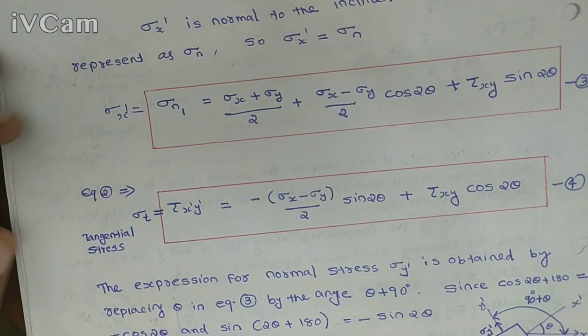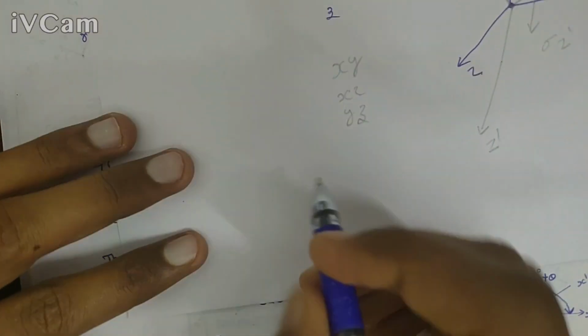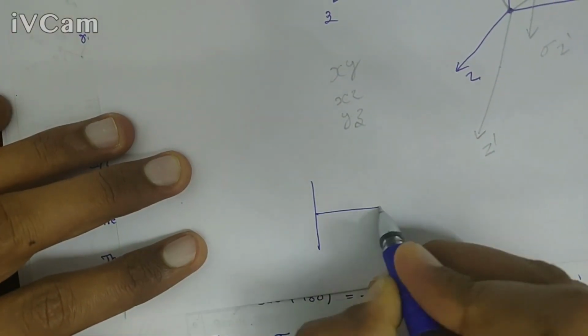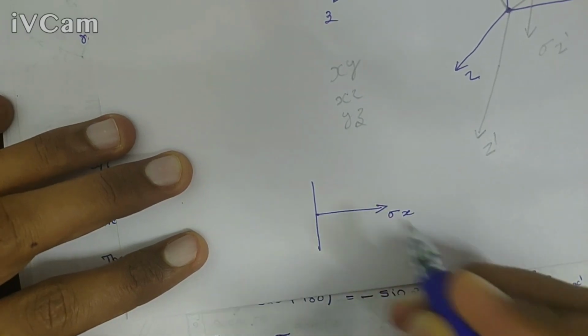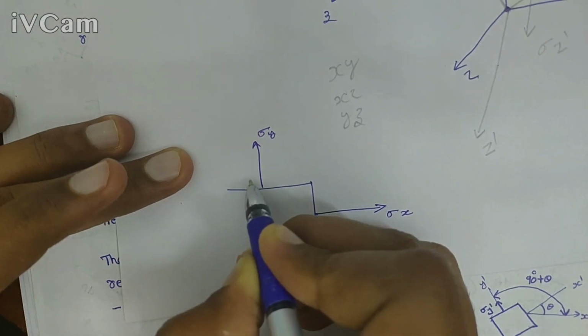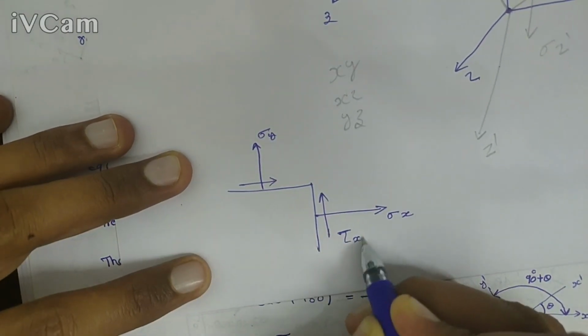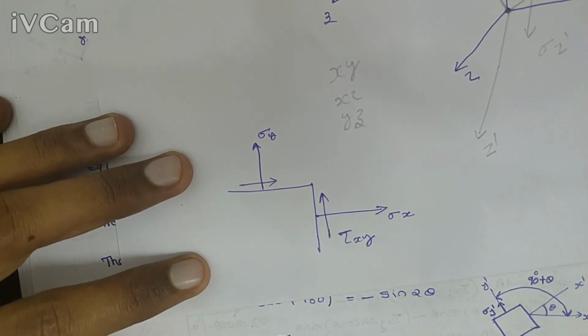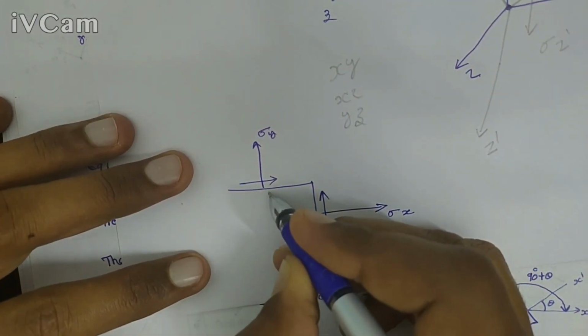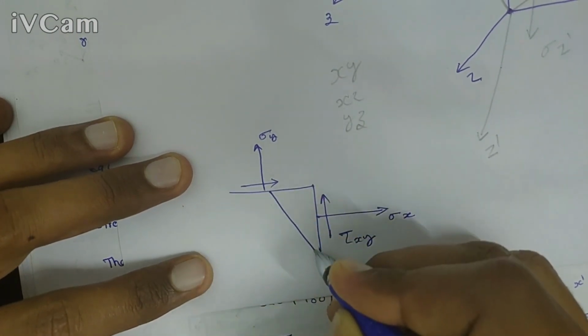Sigma x dash is equal to, so if this is sigma x, this is sigma y, and the shear stress acting on these two planes is tau xy, what is the stress on this plane?